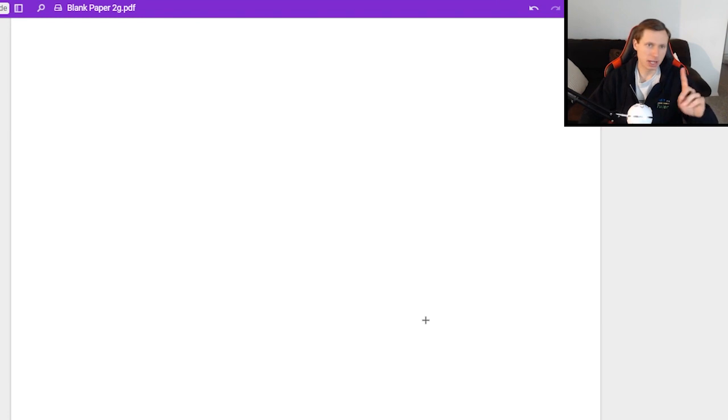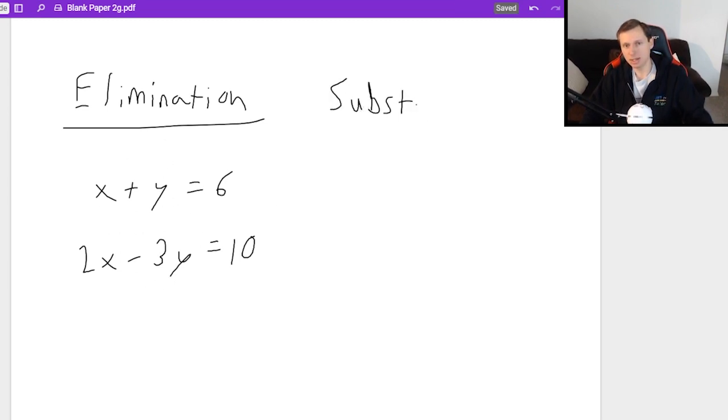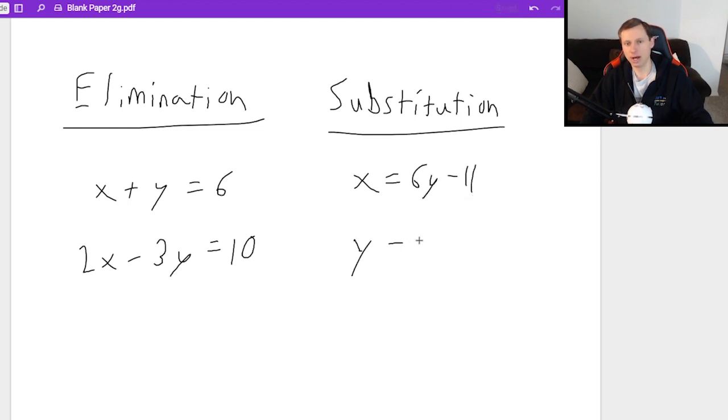And finally, one more thing I want to say. How do you know if you should use elimination or substitution method? It's as simple as this. If I have my equation set up like x plus y equals 6 and 2x minus 3y equals 10, where the x and y are on the same side for both, this is when you want to use elimination method. Substitution method you want to use whenever one of your equations is in the form x equals, like x equals 6y minus 11, and then the second equation doesn't matter. I can have y minus 3x equals 10, but as long as one of the equations is in the form x equals or y equals.